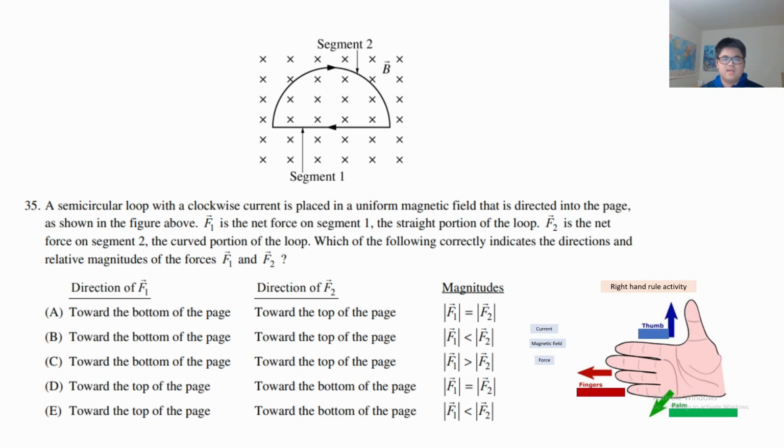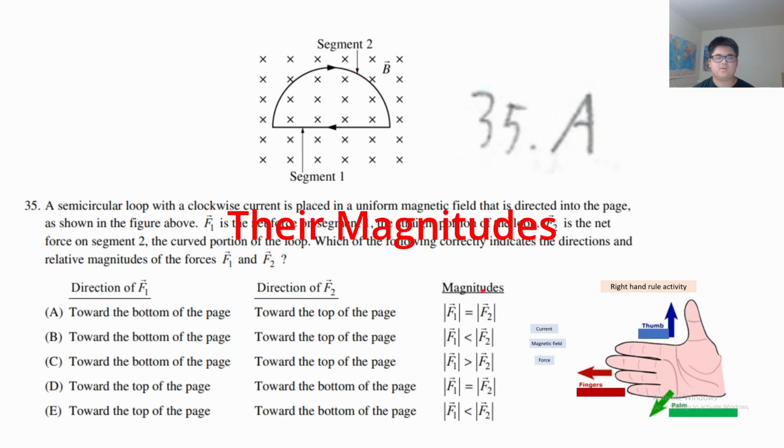So now you would point your fingers into the page, because that is the direction of the magnetic field. And for segment 1, you would point your thumb to the left, because that's the direction of the current. Then you'll see that your palm is pointing downwards, so the direction of the magnetic force of segment 1 has to be towards the bottom of the page. And also the magnetic force of segment 1 and segment 2 would be the same, so the answer to question 35 is A. The magnetic force of segment 1 and segment 2 are the same.